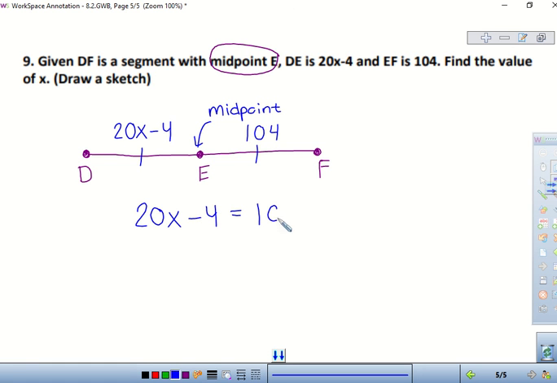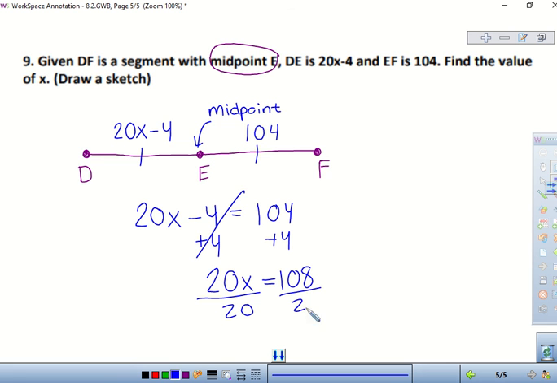Yes, the lengths are congruent, but also equal. What's the difference between congruent and equal? Congruence is about the actual line itself. Equals is when we use the numbers, as we use the equal sign. So we're going to add 4 to both sides. That's 108 divided by 20, which gives 5.4.